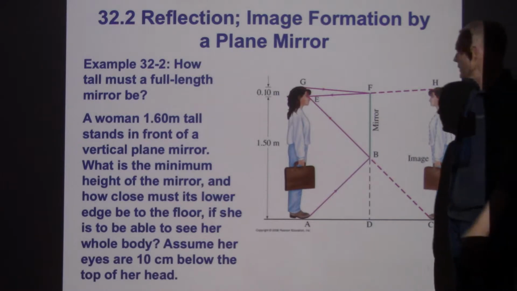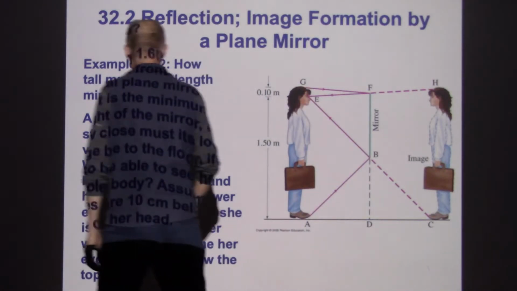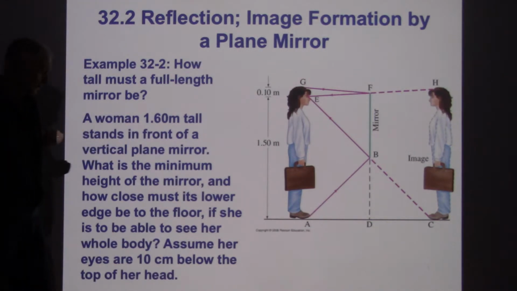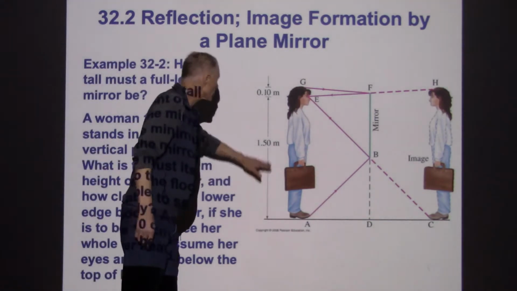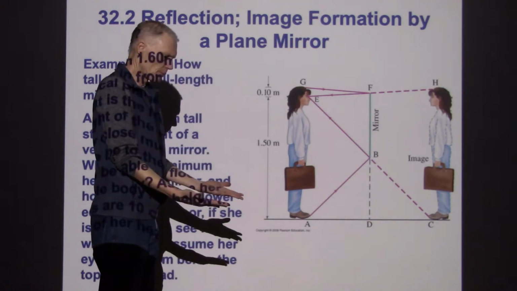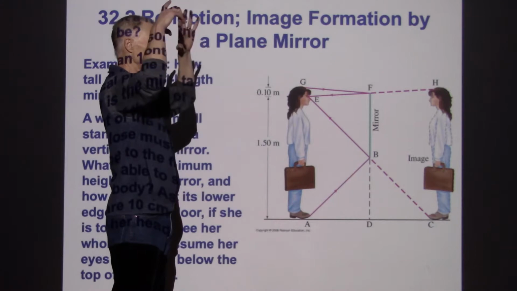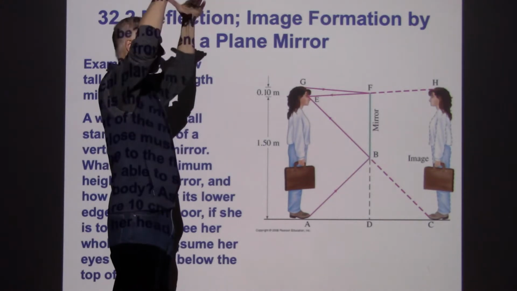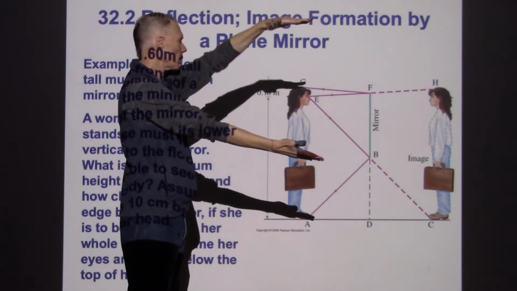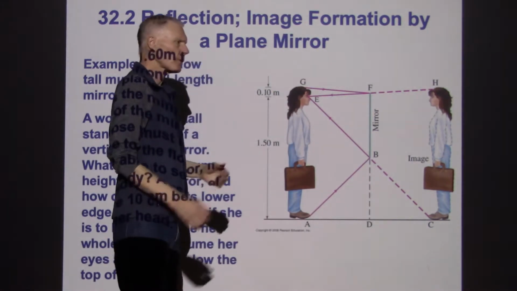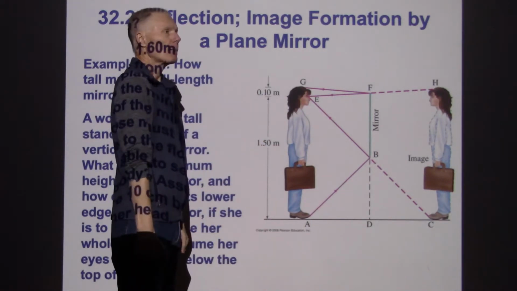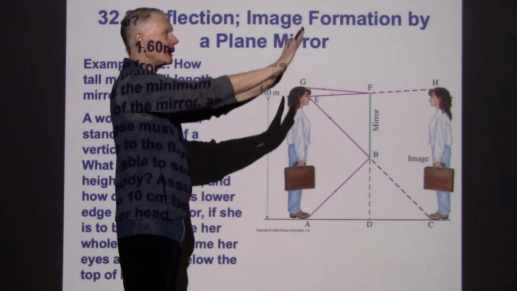All right, here's another example of what you can try. Here's a person, they are 1.60 meters tall. That 1.6 meters breaks down into 1.50 meters from the bottom of the person's feet up to where their eye is, and then they have 10 centimeters above where the eye is. And what we're trying to do is place a mirror on the wall or whatever, so that the person can stand there with their briefcase, I guess. I don't know why they have their briefcase. But they're standing there with the briefcase, and they're looking at the mirror.